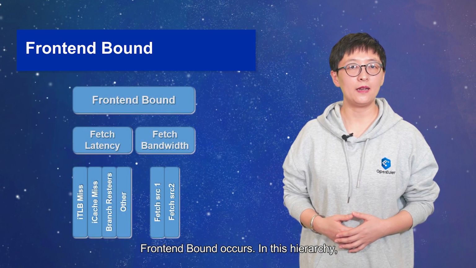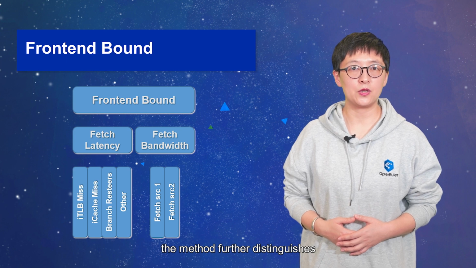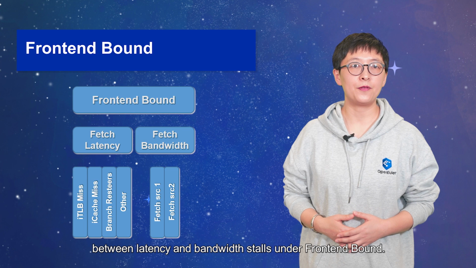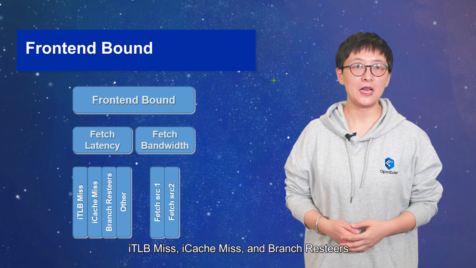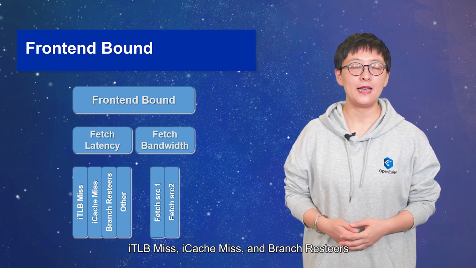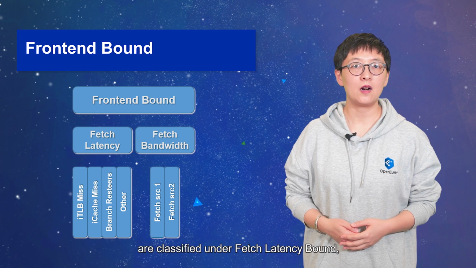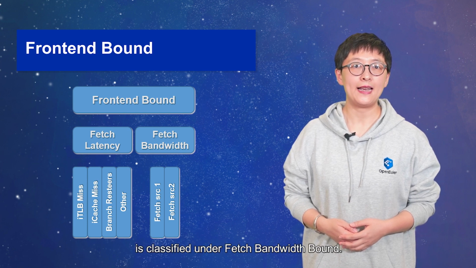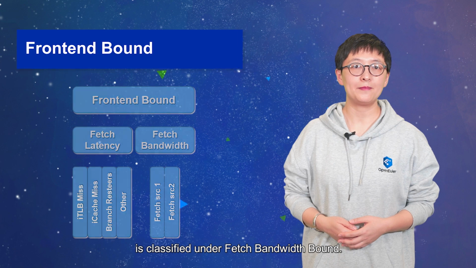In this hierarchy, the method further distinguishes between latency and bandwidth stalls under front-end bound. ITLB miss, iCache miss, and branch resteers are classified under fetch latency bound, while inefficiency in the instruction decoders is classified under fetch bandwidth bound.